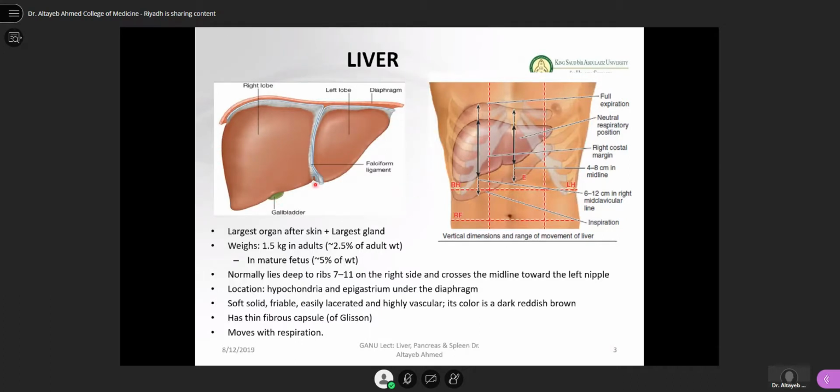The liver color is dark reddish, and this is important clinically because if you do a laparoscopy and you find that it is yellow in color, this may indicate either jaundice or fatty liver. Okay. If it becomes large, dark, and rusty, sometimes this may be a manifestation of hepatocellular carcinoma or angiomas. It has a thin fibrous capsule. We call it Glisson capsule. And usually, as you can see in this picture, it moves with deep inspiration.